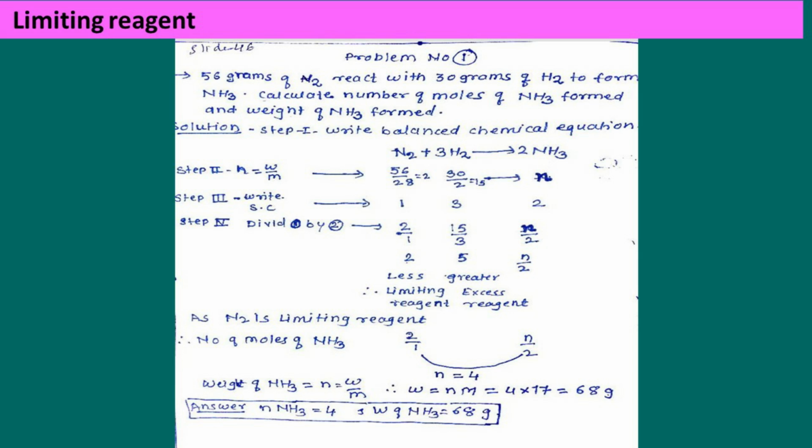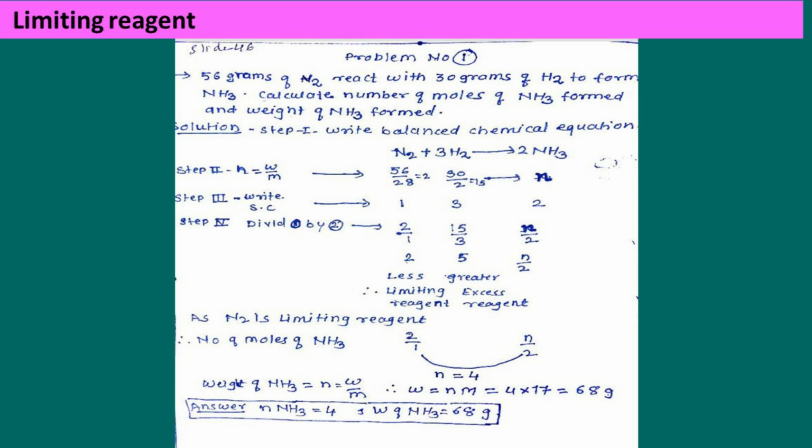Step 2. Calculate number of moles of each reactant by using the formula N is equal to W upon M. So 56 upon 28, which is equal to 2 of nitrogen, 30 upon 2 equal to 15 of hydrogen. And initially the number of moles of ammonia is X. Step 3. Write stoichiometric coefficient. Stoichiometric coefficient of nitrogen is 1, hydrogen is 3, ammonia is 2.